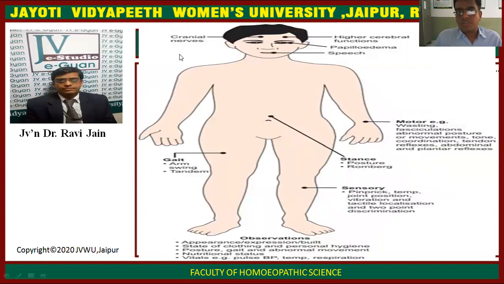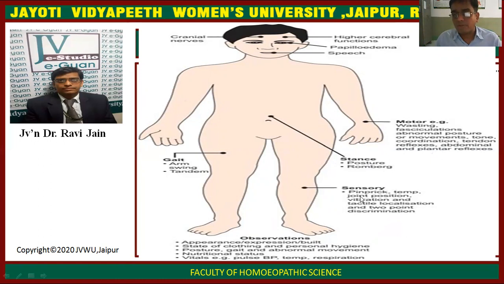You have to check for the cranial nerves, higher cerebral functions, papilledema, speech, motor functions for wasting, fasciculations, abnormal posture or movements, tone, coordination, tendon reflexes, abdominal and plantar reflexes. The stance for posture, Romberg sign. You have to check the gait for arm swing and tandem walking. You have to check the stance, posture, Romberg sign.